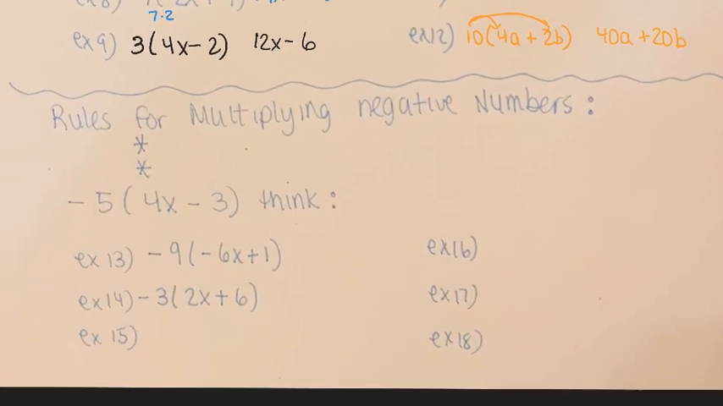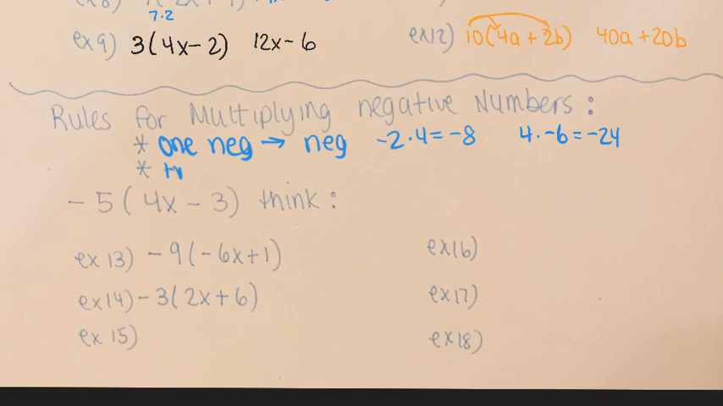Okay, let's review our rules for multiplying negative numbers. When I have one negative, it doesn't matter which number is the negative, the bigger or the smaller, if I have one negative, then the answer is negative. So negative 2 times 4 is a negative 8. 4 times negative 6 is a negative 24. But 2 negatives make a positive. So if I have negative 3 and a negative 4, I get a positive 12. One negative is negative, 2 negatives is positive.